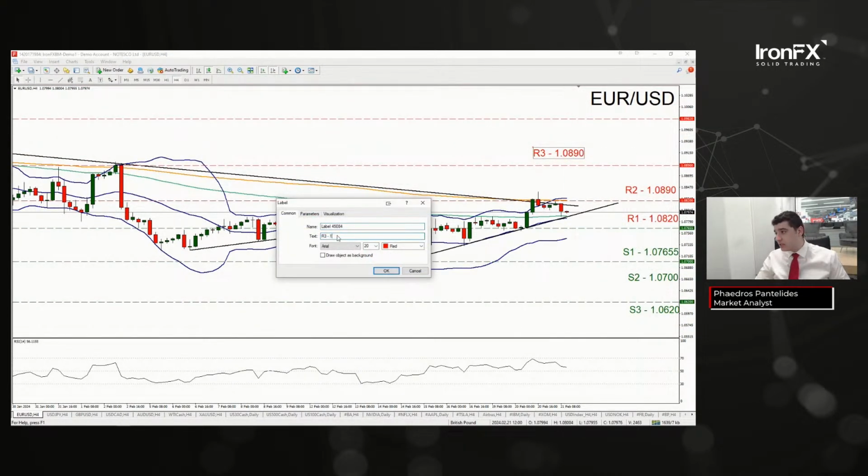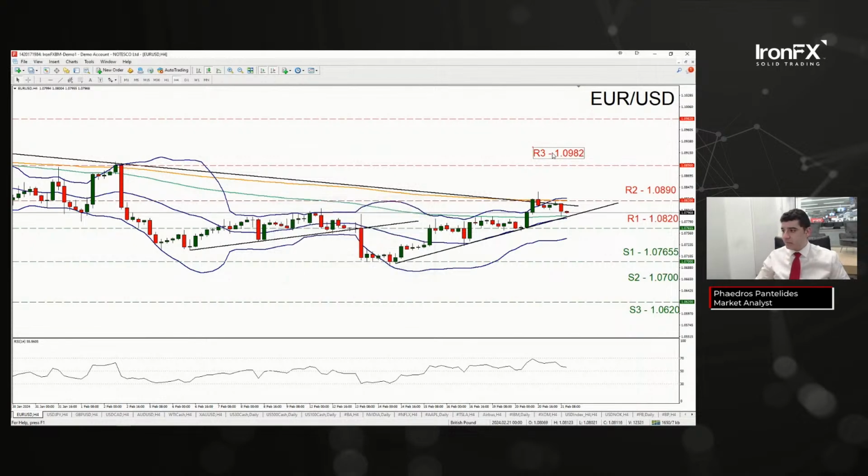Let's just change the text label as well, 1.0982. Let's be slightly more precise. So I have R1, R2, R3, and then I have my support levels noted below. Feel free to copy these onto your own chart, whichever platform you're using, and then simply watch the price action.